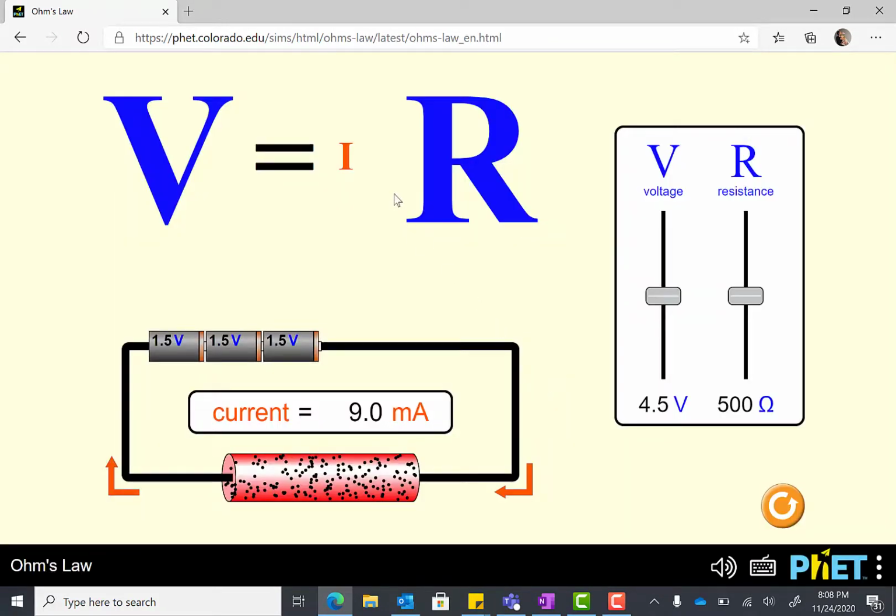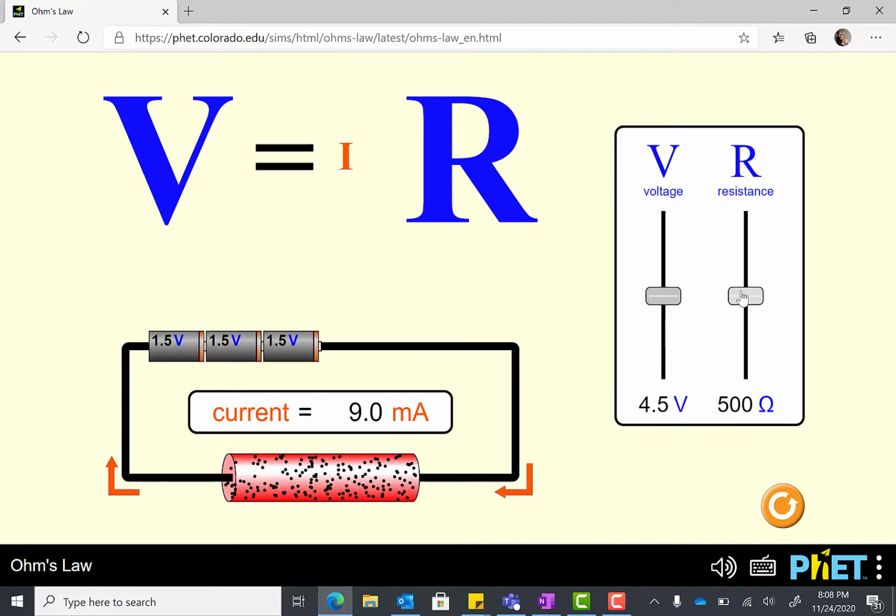Okay, so here you can see our equation. Right now it's arranged as potential difference is equal to current multiplied by resistance. So we have a simple circuit here. Here is your wire, and you can see electrons inside there. And we have 3 batteries for an overall voltage of 4.5. And so we can see that here.